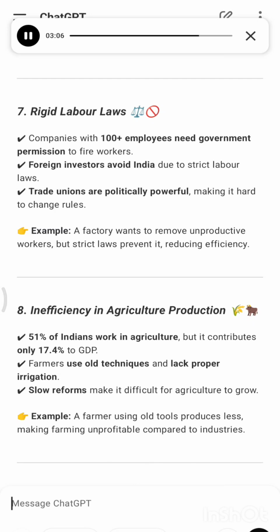8. Inefficiency in agriculture production. 51% of Indians work in agriculture, but it contributes only 7.4% to GDP. Farmers use old techniques and lack proper irrigation. Slow reforms make it difficult for agriculture to grow. Example: a farmer using old tools produces less, making farming unprofitable compared to industries.